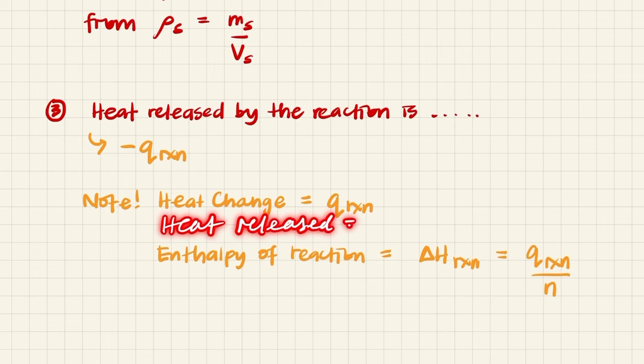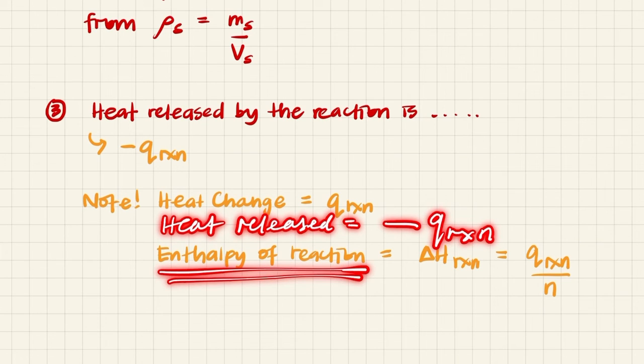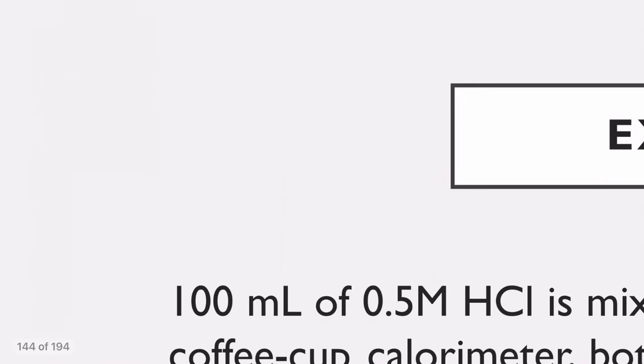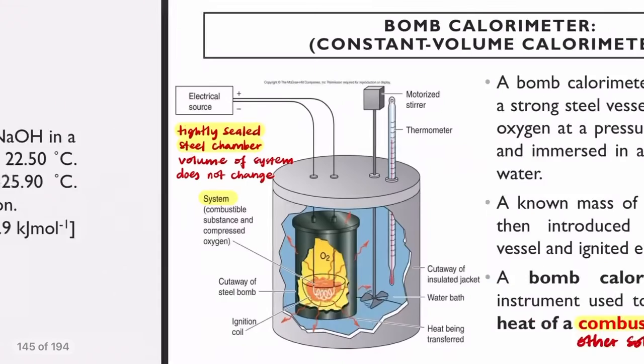is negative Q reaction. Enthalpy of reaction is delta H. Okay, so delta H is heat change over number of mole. Mole refers to whatever specific reaction that you have. Okay, you have to look at the enthalpy definition. This is from 2.1. Very important, okay guys. Alright, this one you can do by yourself.